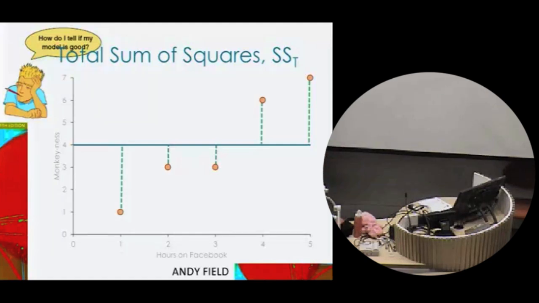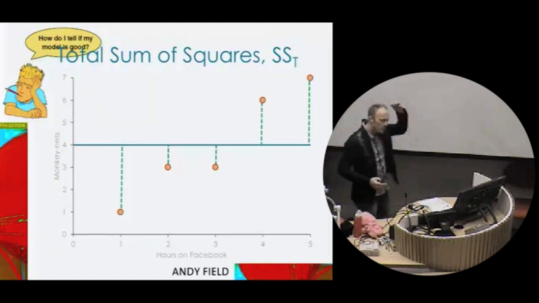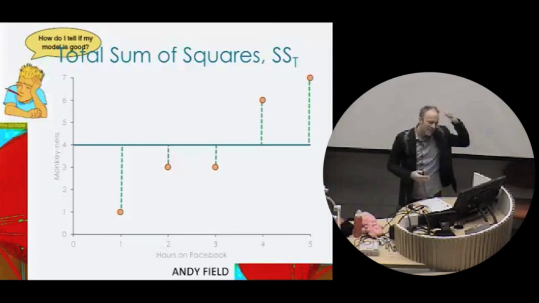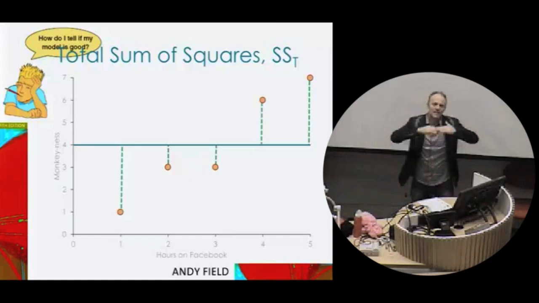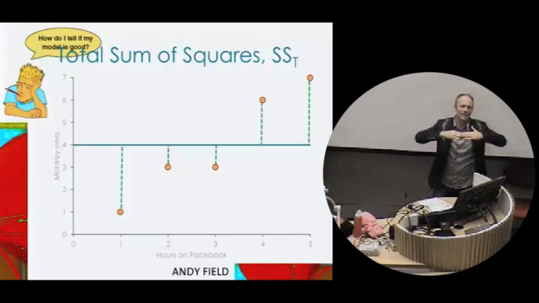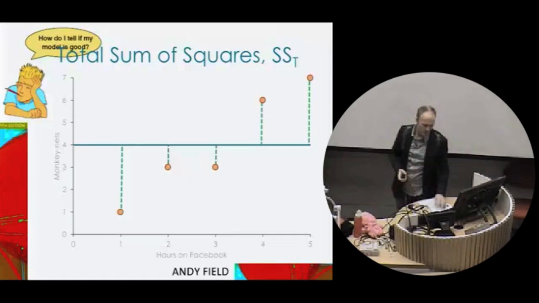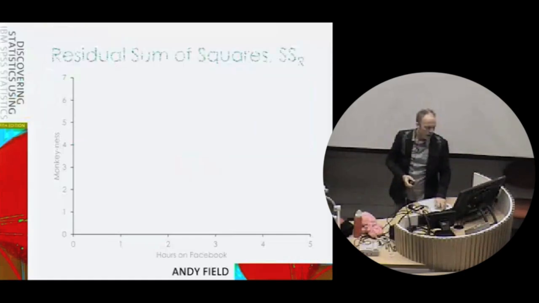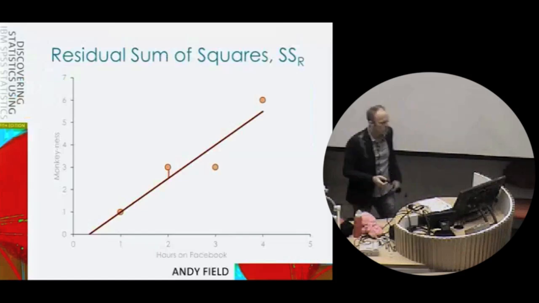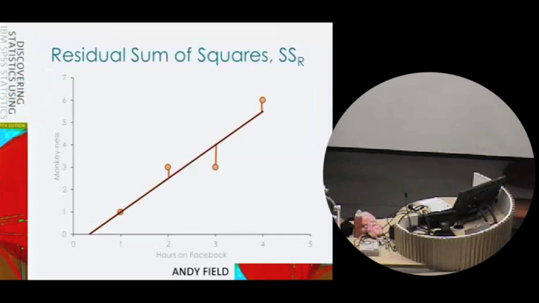So this is just telling us how much variability in scores, monkeyness scores, we have in the first place. So if there's no effect, if we fitted a flat model, how much variability in scores do we get? We can then fit our model. So the model we fit will look like this. It's a straight line. And again, we can look at these deviations.